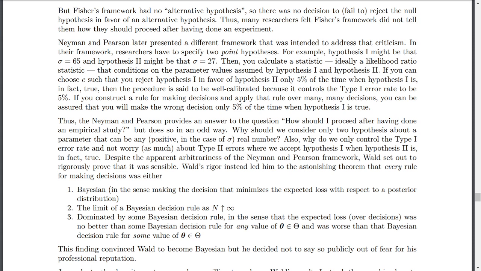And if you look at that, you might say, well, my n is always finite, there's always some Bayesian decision rule that's going to dominate any frequentist rule, I should be Bayesian. And this finding convinced Wald to become Bayesian, but he only told a couple of his family members about that, because it would have been professional suicide at the time for him to say publicly, okay, I'm Bayesian now. He just wrote a book with this theorem and then left it at that.